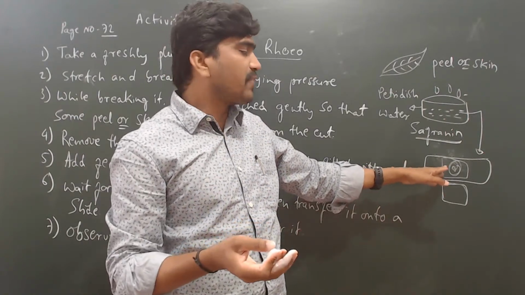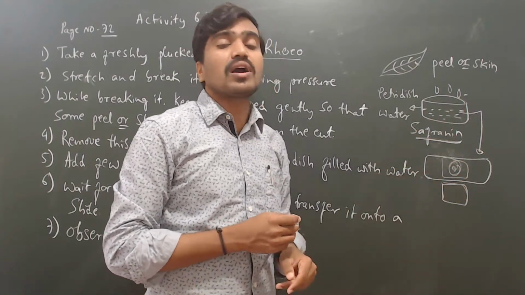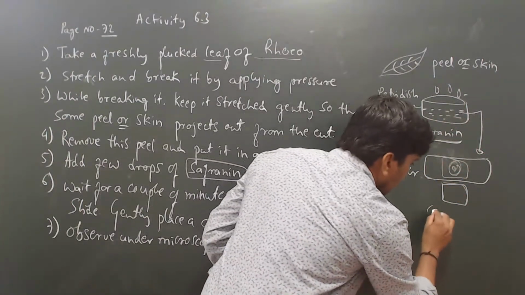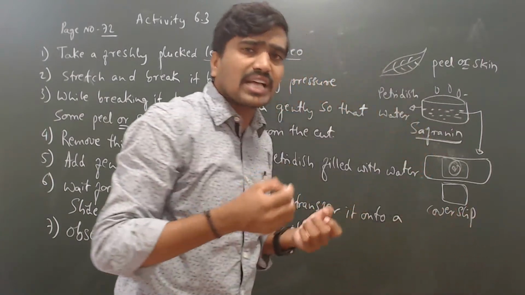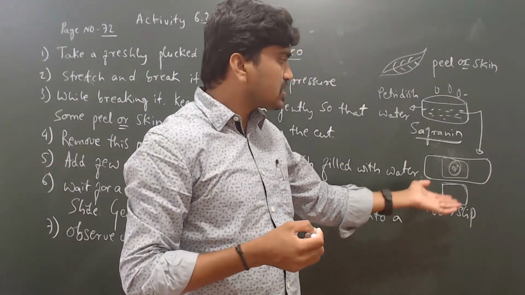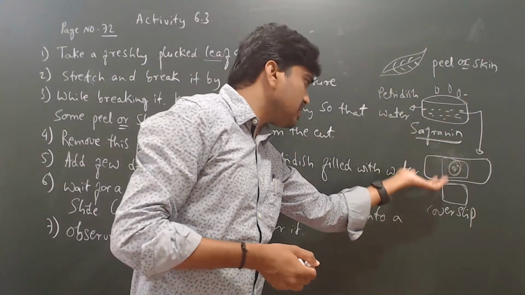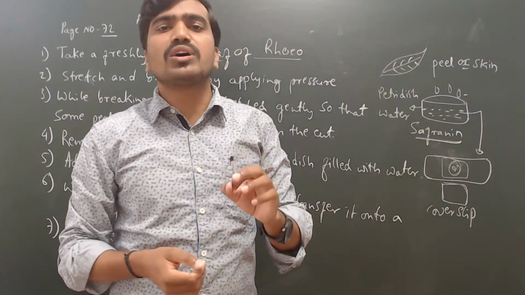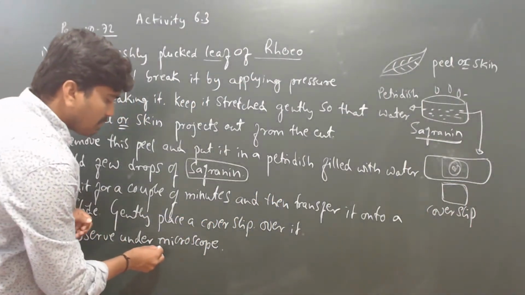After placing it on a glass slide, cover it with the help of a cover slip. This cover slip is made up of glass only, a very thin, very small structure. By using this cover slip, we cover this part on the glass slide. Now, by taking this glass slide, you should observe under the microscope. See, the last step is to observe under the microscope.